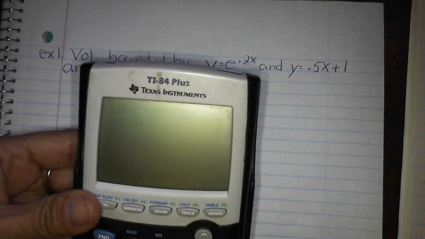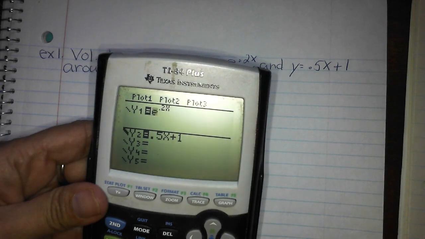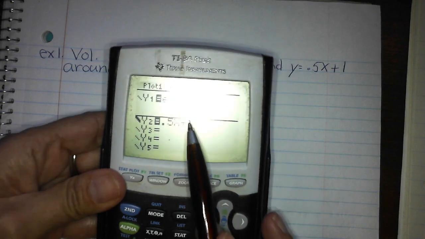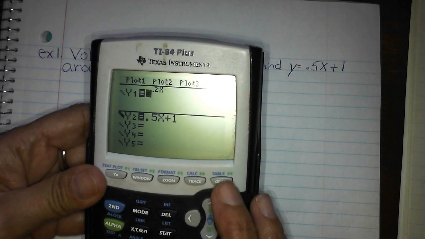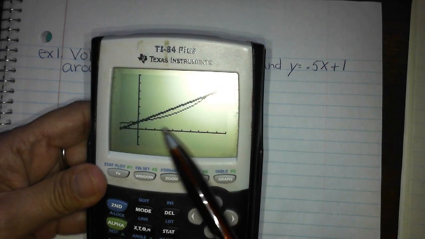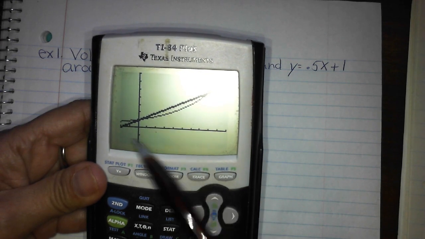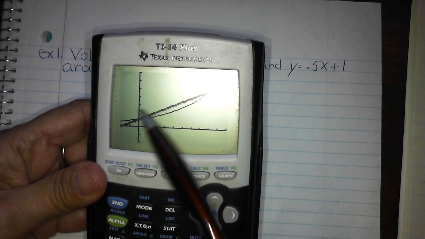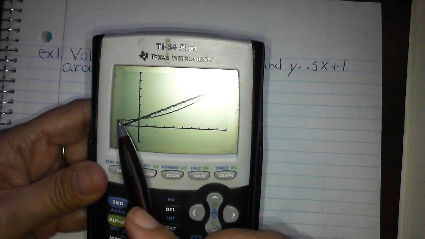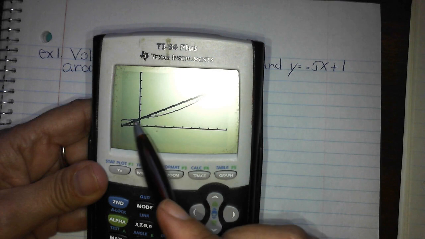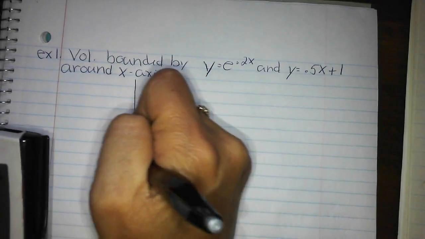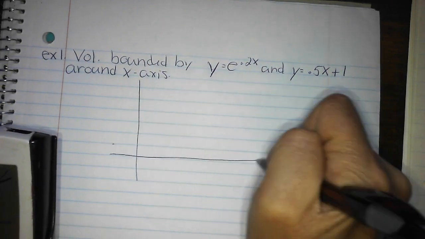So I have these in here already. e to the 0.2x, 0.5x plus 1. I've fixed up the window so I can see the gap. Otherwise, when I went 10 to 10, these were very close together and I couldn't see the gap. So I just reduced my y-axis to stretch that out. So I can see that the line goes on top of the e function. So the graph looks like this.